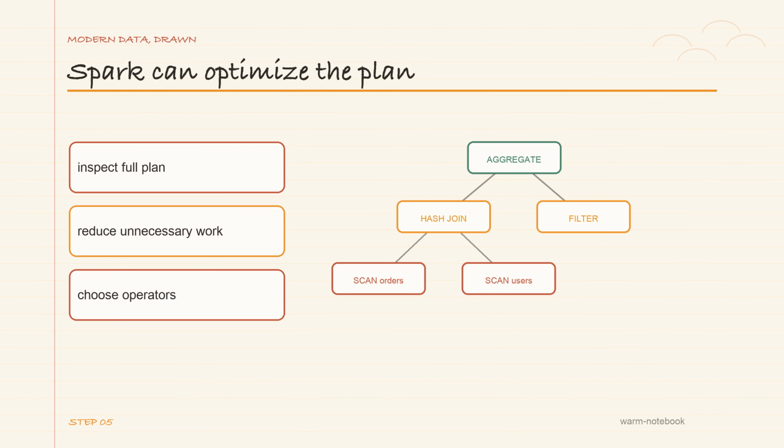Because Spark sees a chain before running it, higher level data frame and SQL planning can simplify expressions, push filters closer to the source, and choose physical operators. Let us slow that down and make it concrete. Inspect full plan, then reduce unnecessary work, then choose operators.